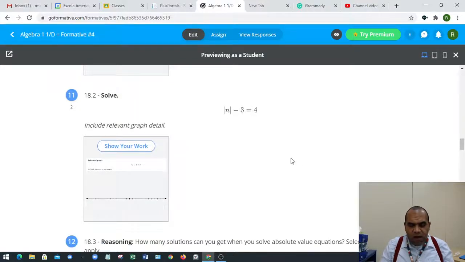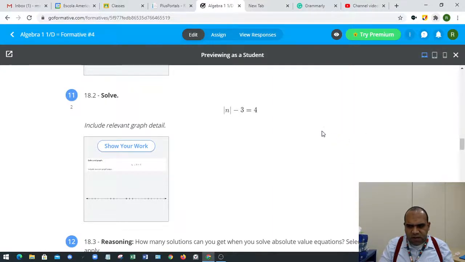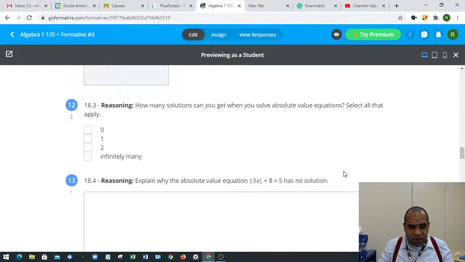Solve here. Not hard, but pretty simple to solve. Remember, I need to make sure the absolute value is isolated. I have a number outside the bars here. Let's move this one by its opposite, positive 3. So the absolute value of n equals 4 plus 3, it is 7. Breaking down into two results: one positive, n equals 7. The other negative, n equals negative 7. Done. Pretty simple. Let's move on.